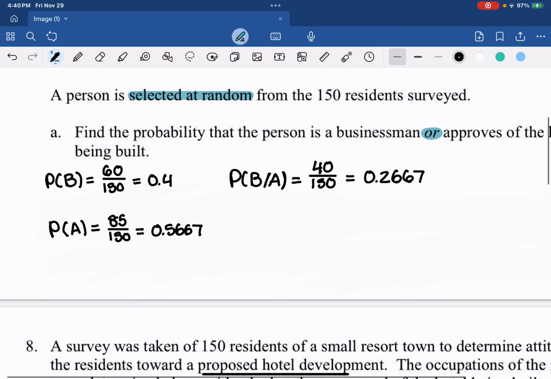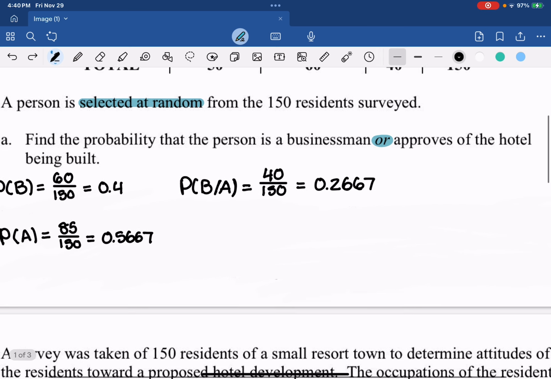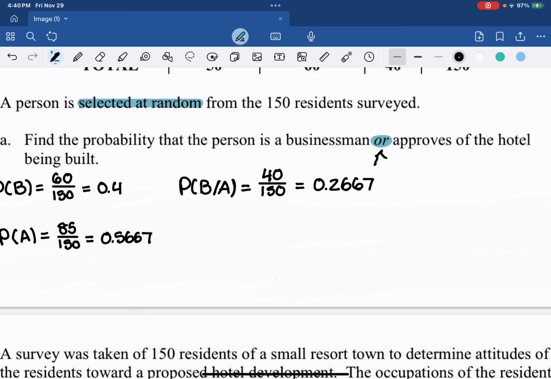Okay, so let's reflect on what we found so far. We have the probability of businessmen, the probability of approved, and the probability of businessman and approved. But it's looking for "or" right there. You see that? That "or." So that means either. So it includes these two, but it doesn't include this right here.